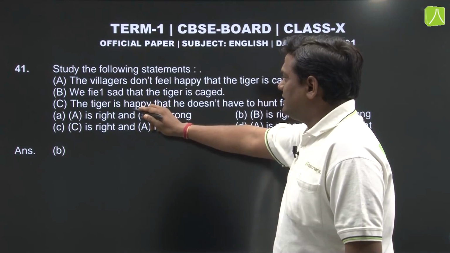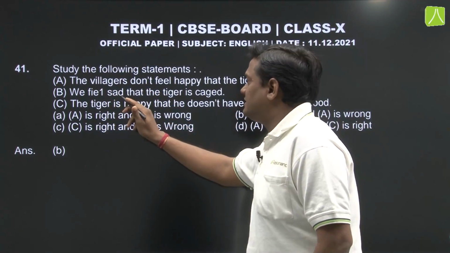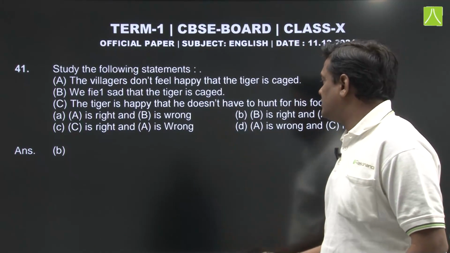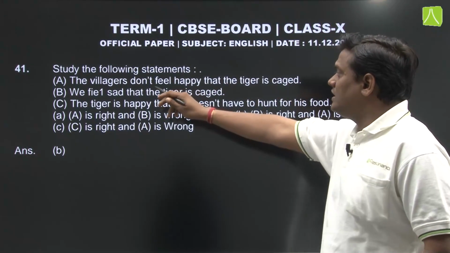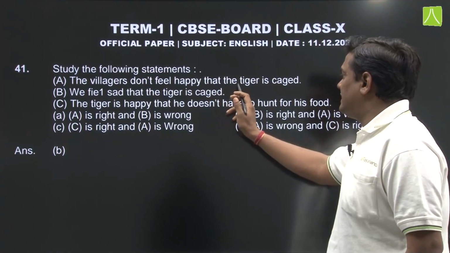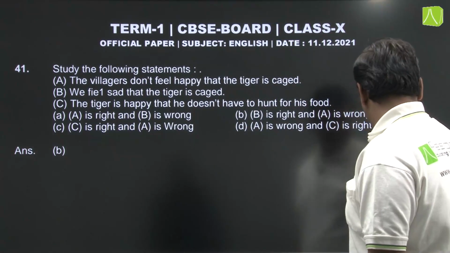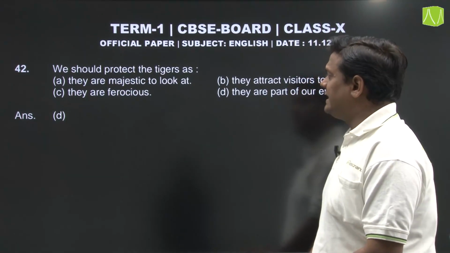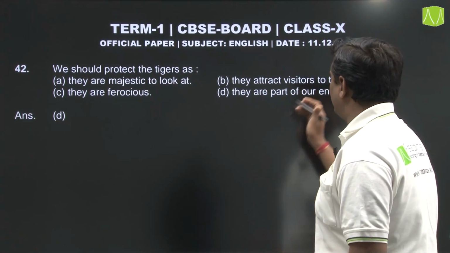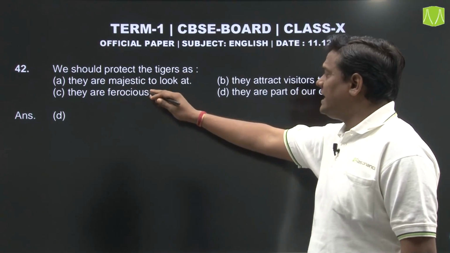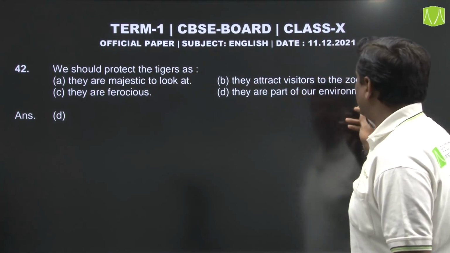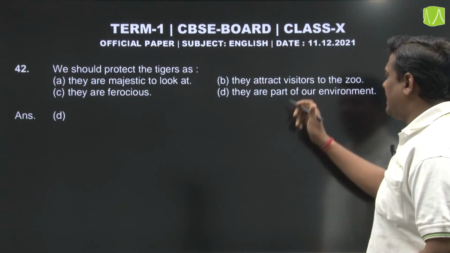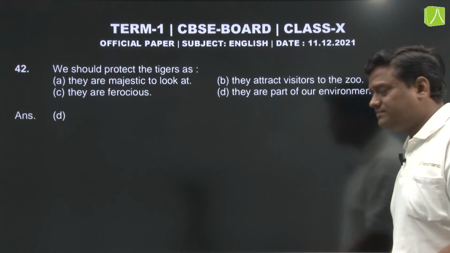We find that the tiger is sad because he was caged. So B is right and A is wrong. The villagers don't feel happy that the tiger is caged. We should protect the tiger as they are majestic to look at, they attract visitors to the zoo, they are ferocious, they are part of our environment. We find out that option D is correct, they are part of our environment.